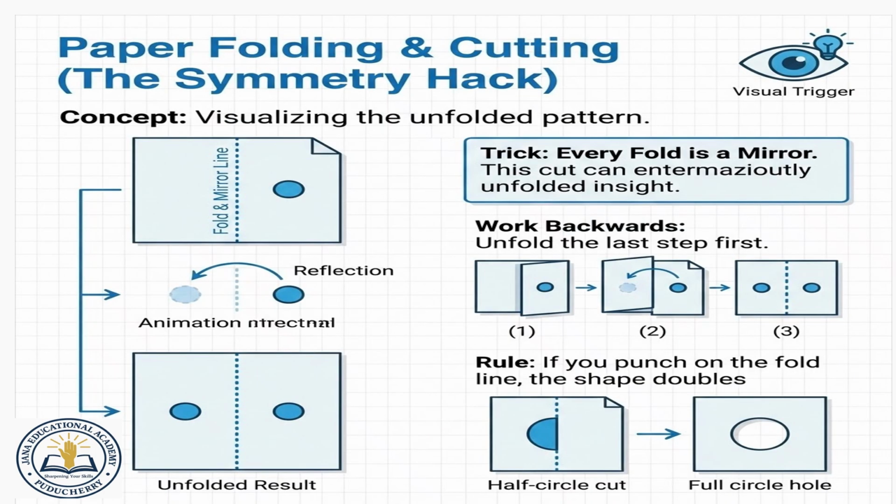Next one, paper cutting. Paper cutting is a concept of visualizing the unfolded pattern. You see here, this is folded and mirror-like. This is like one single page, right? This dotted line indicates the folding. Whenever I fold this, it shows the reflection here. This dot shows a reflection here.